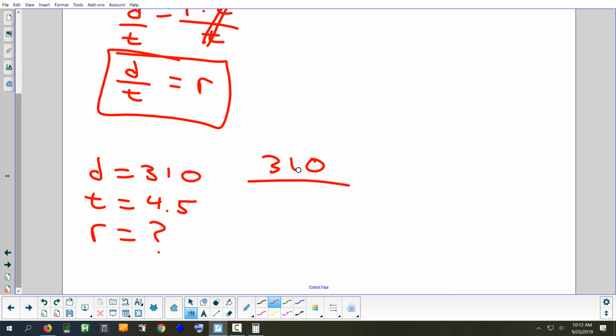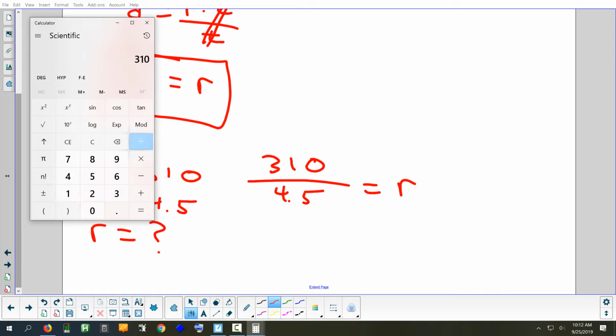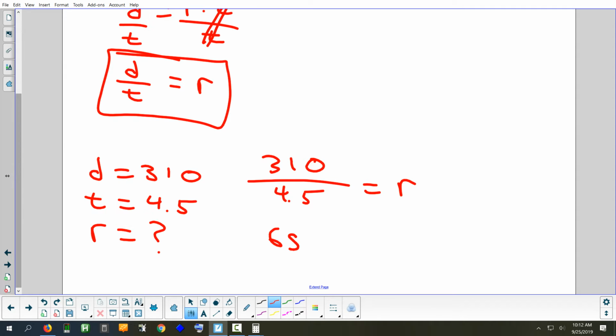310. What goes in the bottom? 4.5. And on the right side? R. So now we just do 310 divided by 4.5. Okay, so if we round it, the number we get is about 68.9. So let's write that down.